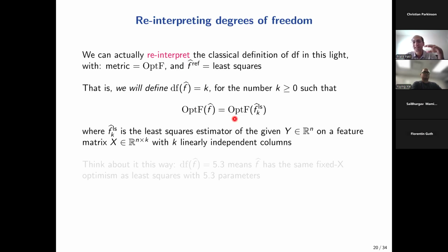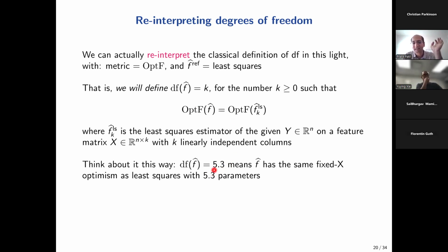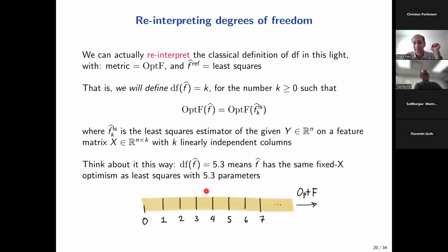The good thing is that this is a higher level perspective on the formula we had before, and because of it, you can generalize this to other things. Just to give you a concrete example, if I tell you that the fixed x df is 5.3, how should you think about this? It means that my procedure, at least in the fixed x setting, is roughly the same as least squares fitted with 5.3 predictors, 5.3 parameters or 5.3 features. Of course you're not going to fit on 5.3, but it's somewhere between 5 and 6.